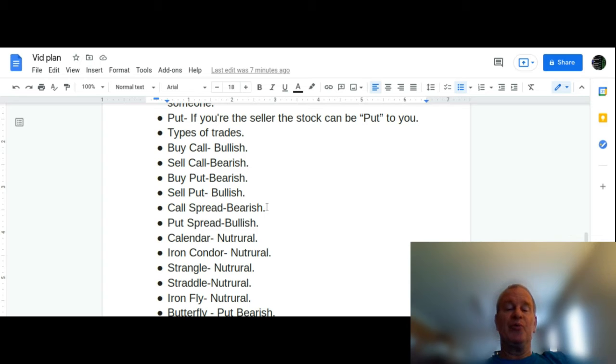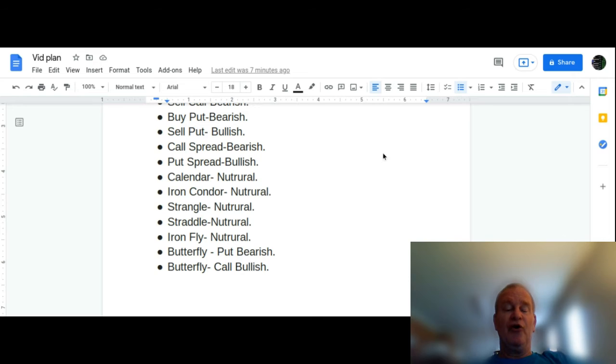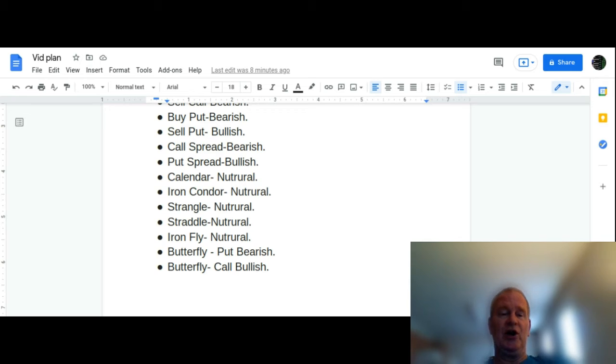The next is a call spread. Call spread is bearish, and typically you would sell a call spread above the current strike price. And when you just sell a put, you have to put up money. If you just sell naked puts or naked calls, that's what they call the undefined risk. In other words, if you sold a 50 call and the stock went up to $100, you would take a $5,000 loss.